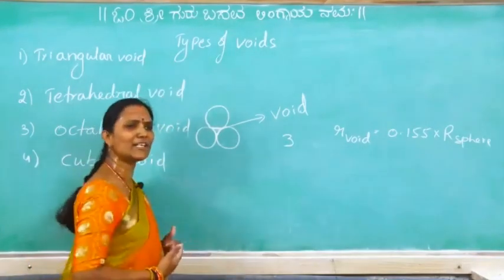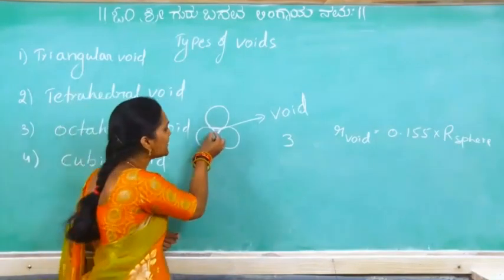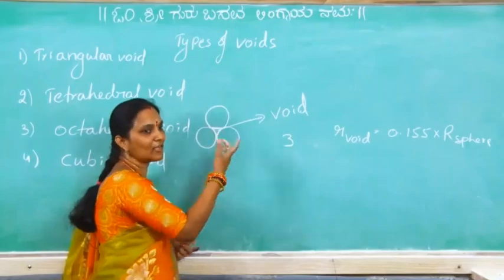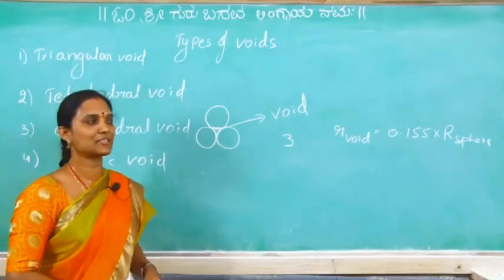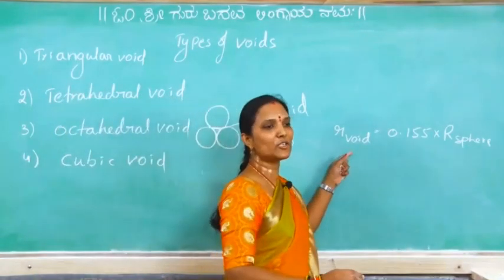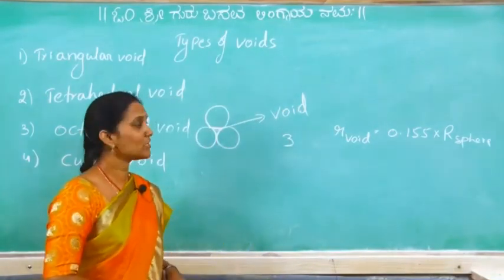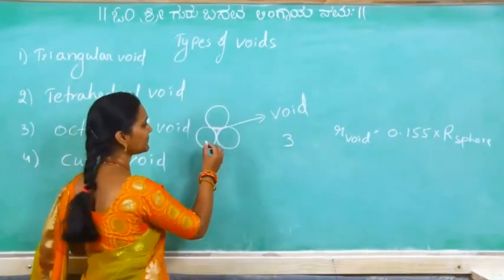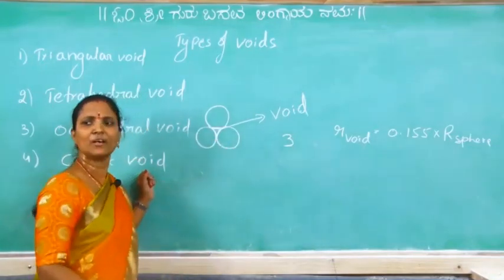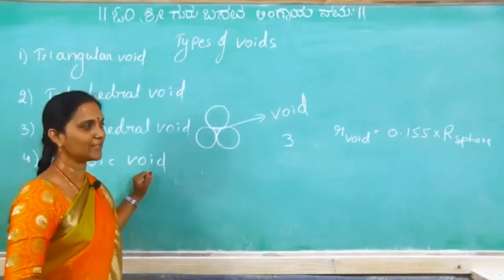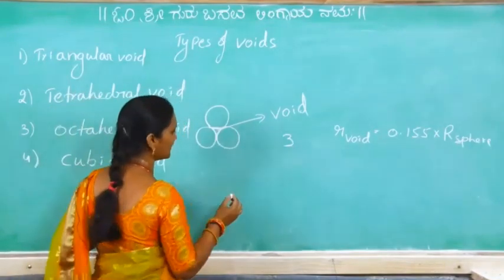What should we calculate? The size of the cation that can fit here is nothing but the radius of the triangular void. So what is the radius of the triangular void? 0.155 into the radius of the sphere. So how to get this? Now this is a derivation for JEE students. How to get the radius of this void? Now we are taking, this is the void.